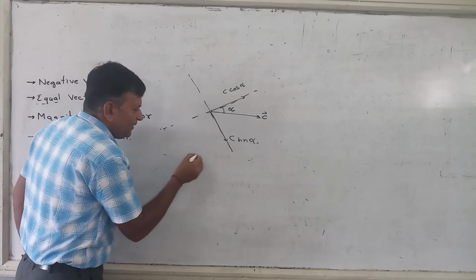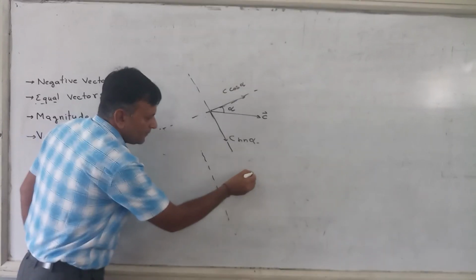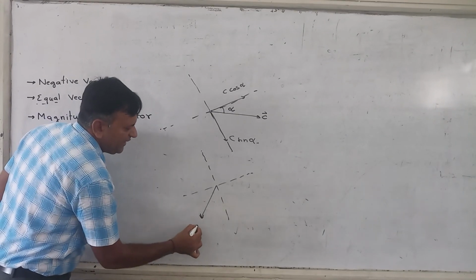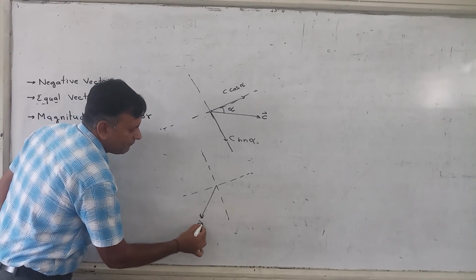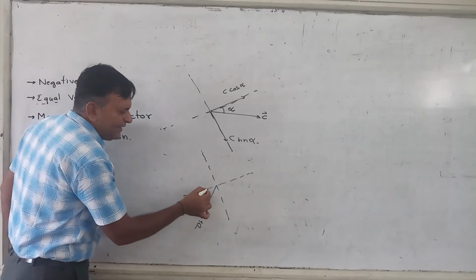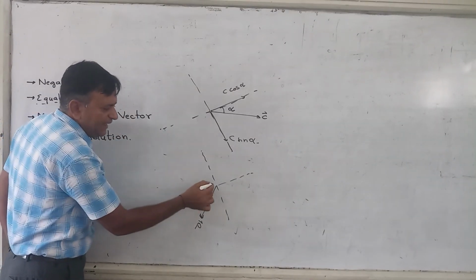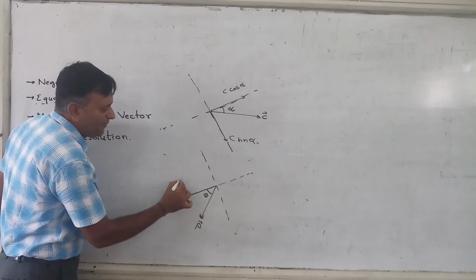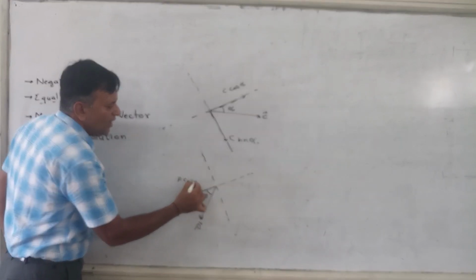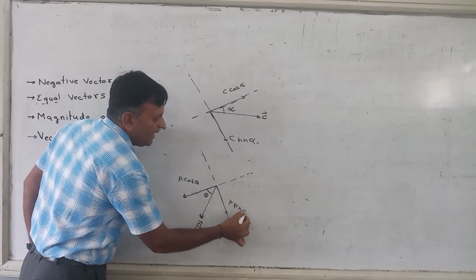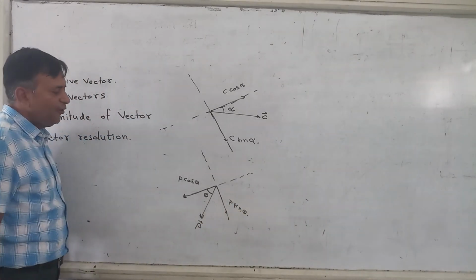Okay, one more example. I have this vector as vector P. Now this angle is given to me, this angle is theta. How to resolve it? This is P, this is theta. So the baju wala, the adjacent part becomes P cos theta, the other part becomes P sin theta.